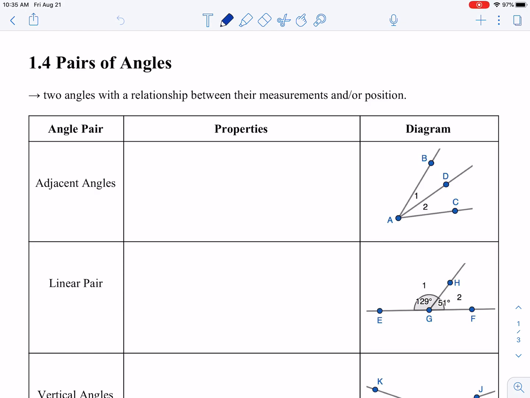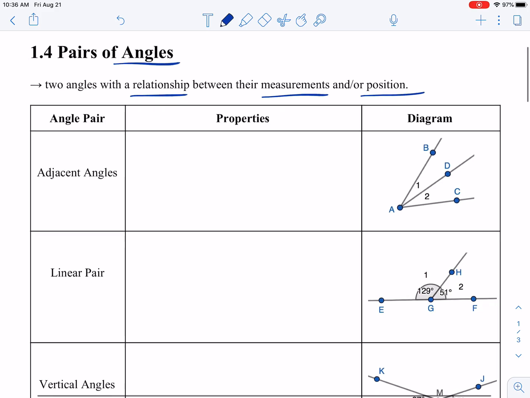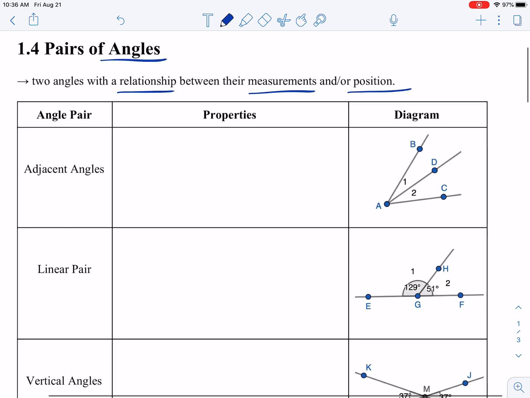Moving on to section 1.4. Section 1.4 begins to talk about angle pairs and the relationship between their measurements and/or position. So on some of these angle pairs, there's going to be a relationship between both, but you'll see on some of them, these vocabulary terms just define an angle pair based on their position and not their measure.